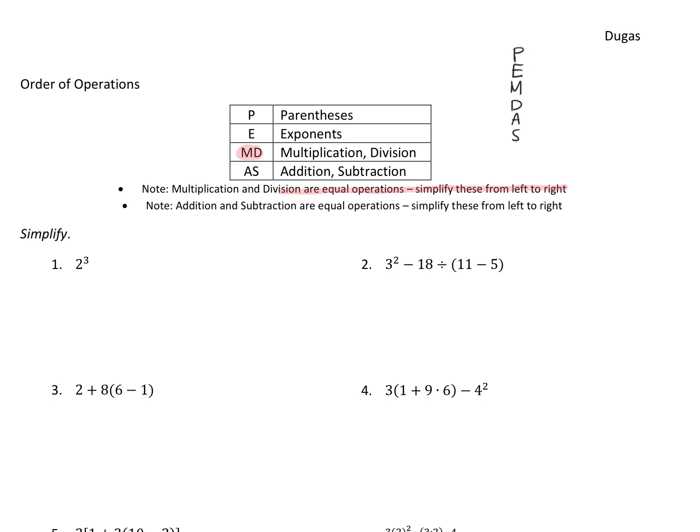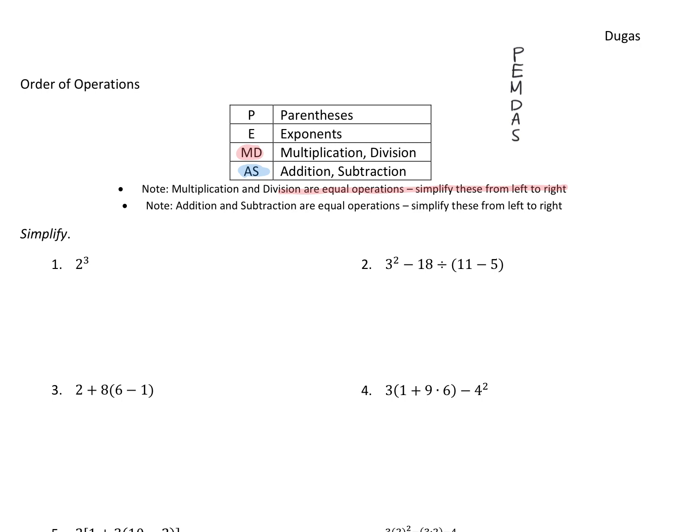So if division comes first and then multiplication, you would do division before multiplication. So multiplication does not come first. Division and multiplication are equal. The same is true for addition and subtraction. So addition and subtraction are equal operations.